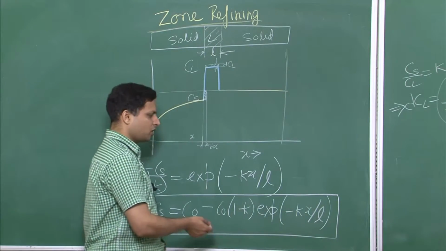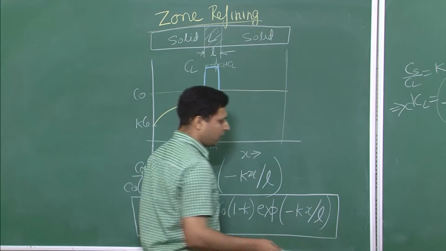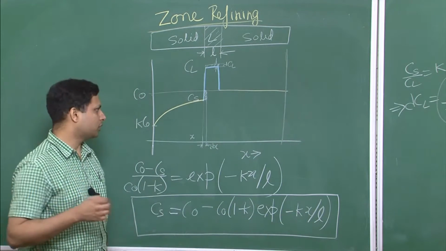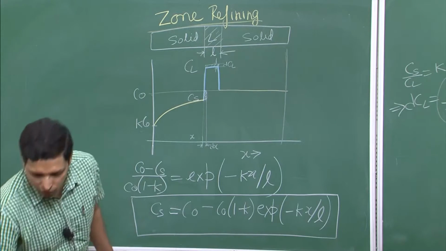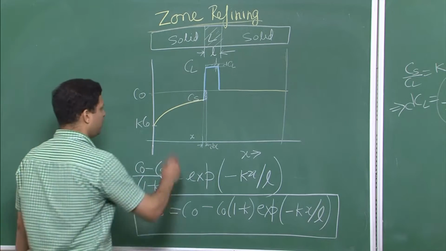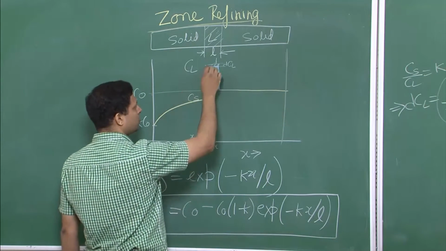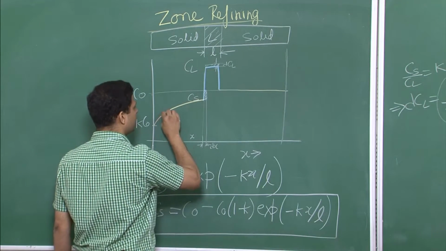Why? That is because we have excluded the final transient zone. Let me describe it by drawing the plot in red. Let us say this is during the process. After the process, how would this plot look like?